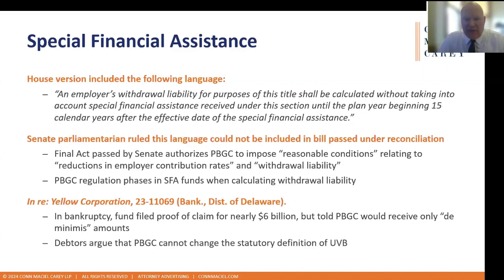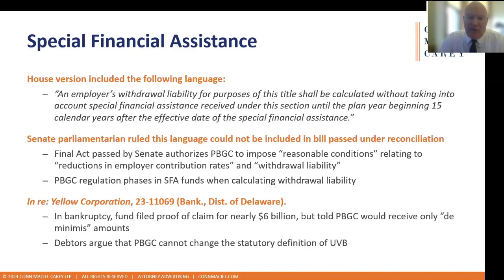Well, there's a case that I'll mention here, and then this will be the end. This In Re Yellow Corporation is a bankruptcy case pending in the District of Delaware. And the fund, which was Central States, which remember just got $36 billion, had told the PBGC as part of its application to get the 36 billion that it was only going to receive de minimis amounts, if anything, from Yellow Corporation if Yellow went bankrupt. Well, Yellow did go bankrupt. And instead of filing a claim in the bankruptcy court for de minimis amounts, they filed a claim for $6 billion and said, we're entitled to all this so-called withdrawal liability.